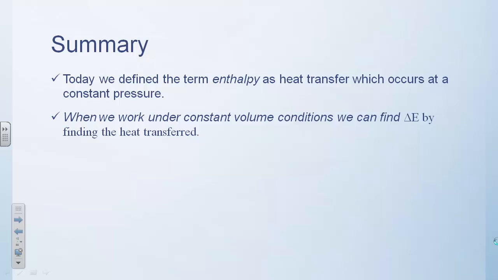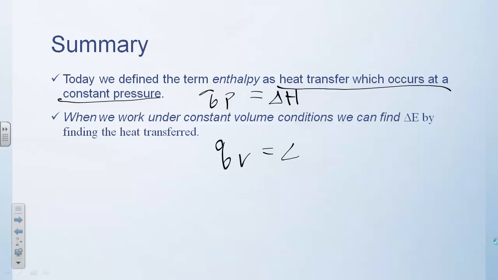In our next video or two, we're going to do some more examples, both at constant pressure and constant volume scenarios. But for today, we set out to do a real quick and easy description of enthalpy. We said that enthalpy was heat transfer which occurs at a constant pressure, that was Q sub P, and so this is delta H. And if we work under constant volume conditions, then we have this real nice result, which is Q sub V is equal to delta E. So again, just two equations for you to keep track of.